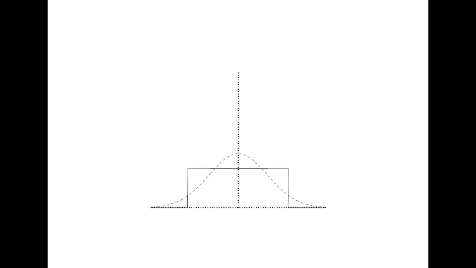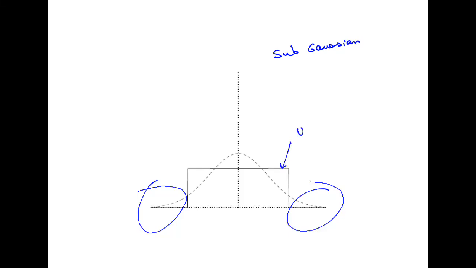And you can look at a uniform distribution. Now if I look at the tails, uniform has zero tail actually. It's just restricted to the range A and B. So this is an example of what is called a sub-Gaussian. So this is uniform, and this is normal again.